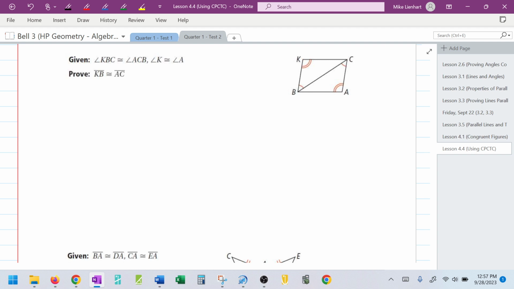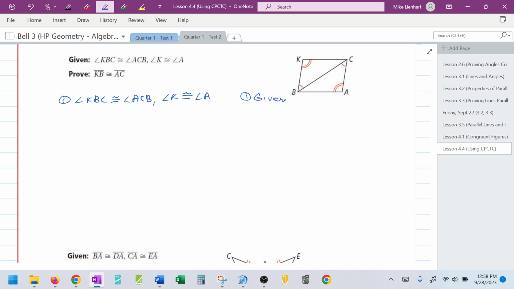First one, I'm going to take the given information, which is already marked on the picture, and start by listing what it is. So angle KBC is congruent to angle ACB, and I'm also going to say angle K is congruent to angle A. I know those are true because they are given and I see them in the picture. Now, if I look at that top triangle and that bottom triangle, somehow I'm going to have to state that those two triangles are congruent using either side, side, side, side, angle, side, or angle, angle, side.